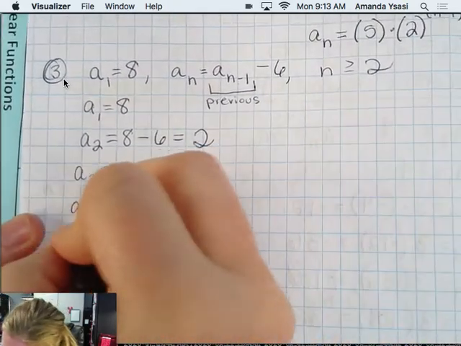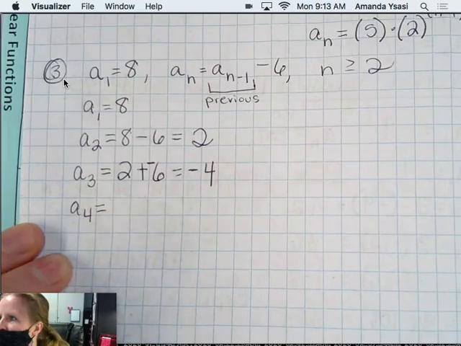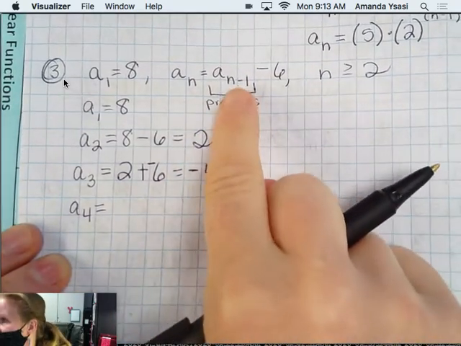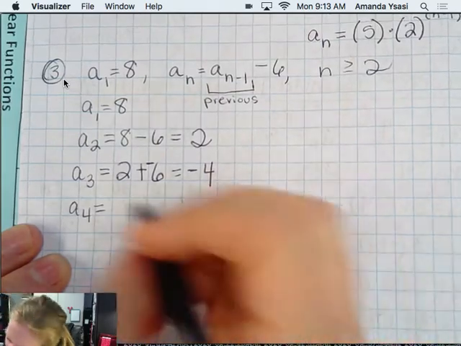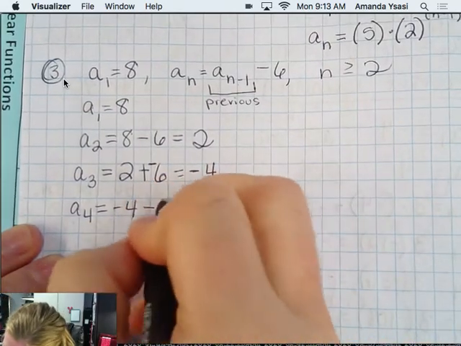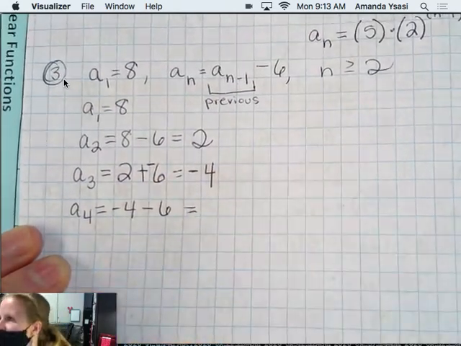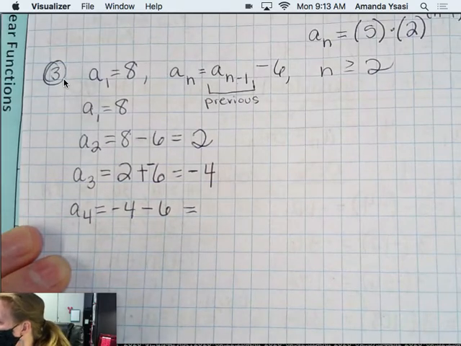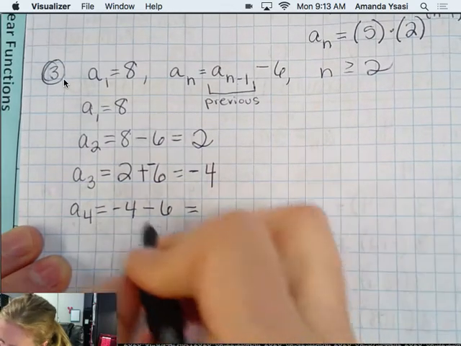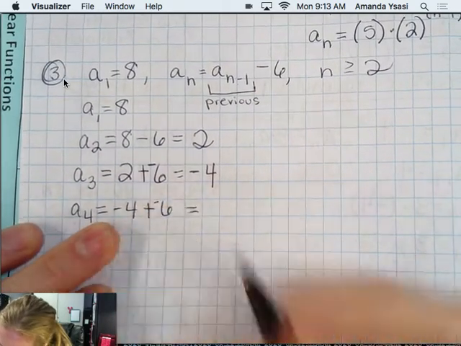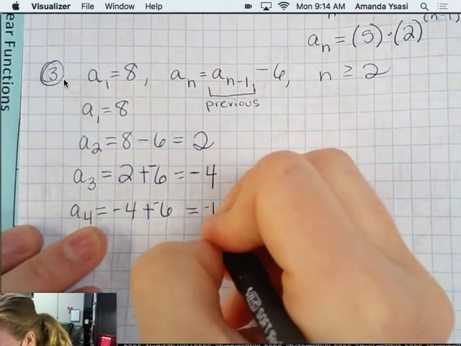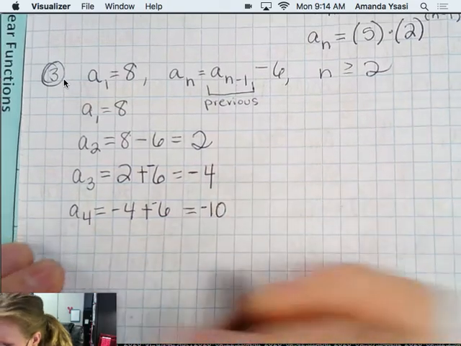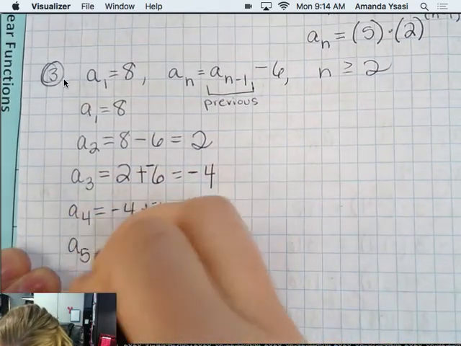All right, A4. So look back at the formula. It says previous minus 6. The previous would be negative 4, negative 4 minus 6. If you want to do keep, change, or if you want to put it in the calculator, that's fine. I'm going to do keep, change. Negative 4 plus a negative 6. Negative 10.